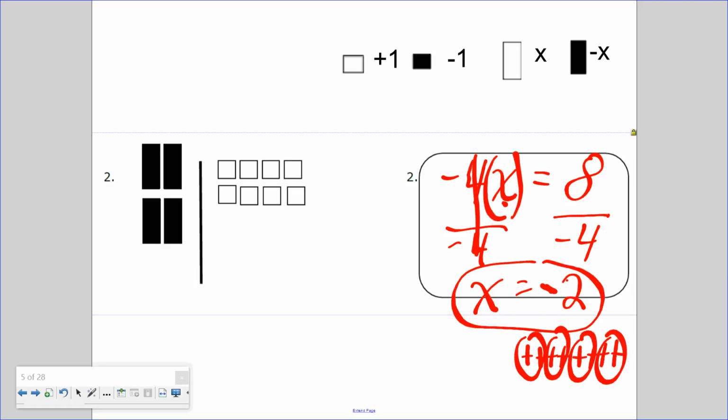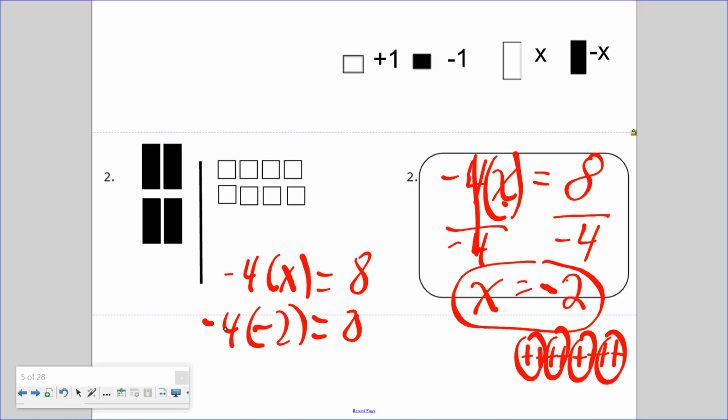x equals negative 2. Let's check our work. See the trend. Substitute the x with -2. Negative 4 times negative 2. 4 times 2 is 8. Opposite of a negative is positive. Check mark. And negative times negative is positive.